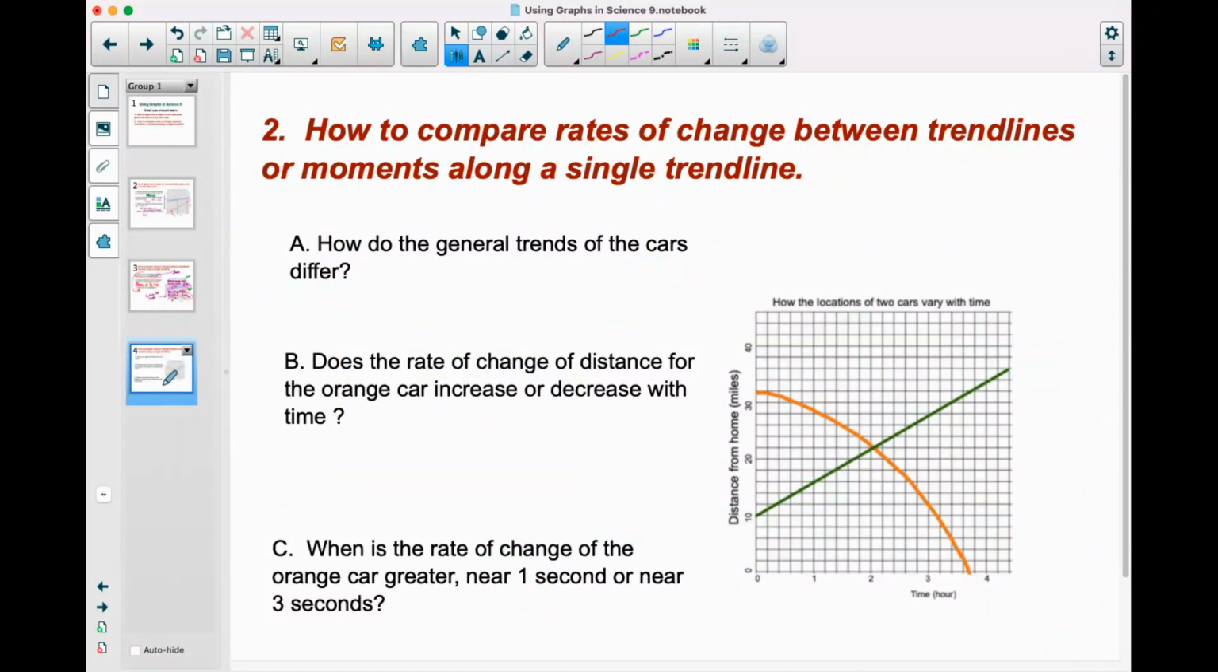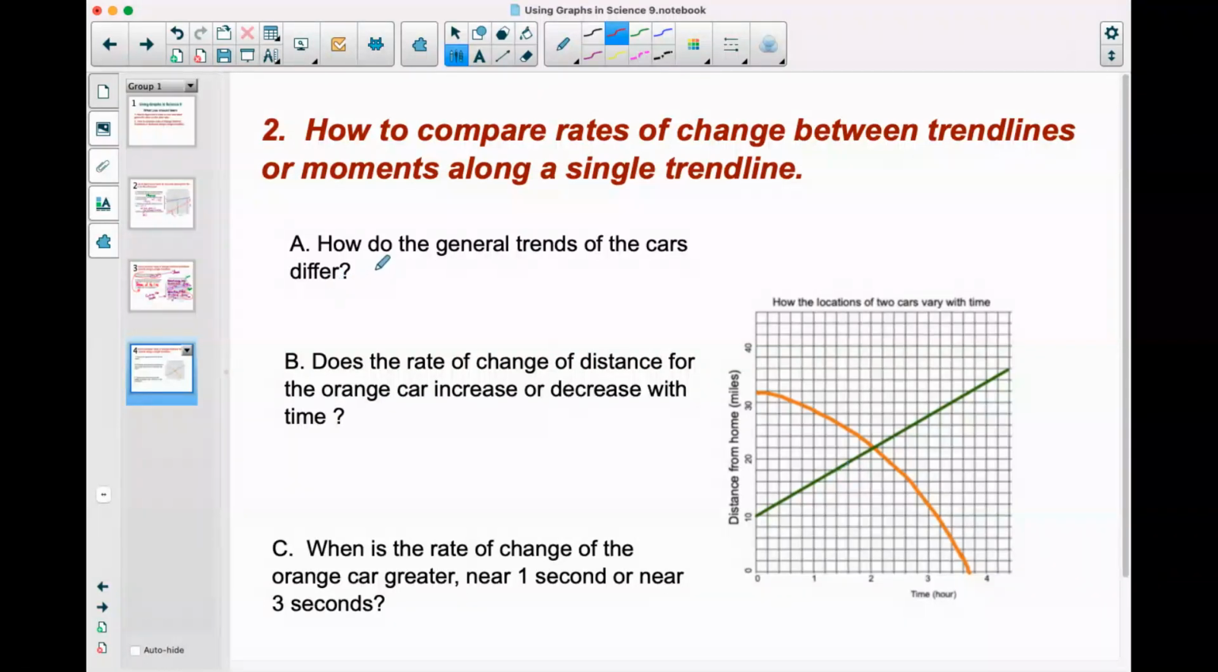Now I'm going to tackle the second skill, how to compare rates of change between trend lines or moments along a single trend line, with a second graph, so that you can see how this concept applies when the trend line isn't actually a straight line. So let's look at the orange car's motion and the green car's motion. How do the general trends of the cars differ?